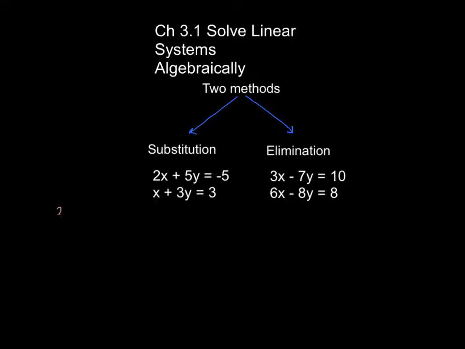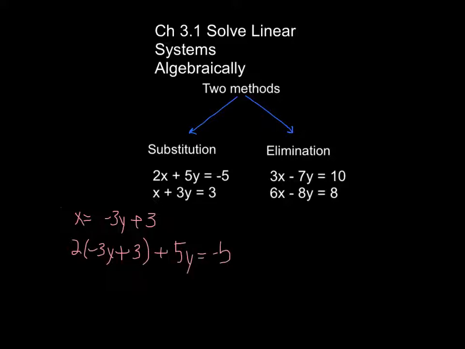So we have x equals negative 3y plus 3. And then we can plug this into the other equation, or substitute it, hence the name substitution. We plug in negative 3y plus 3 for our x, plus 5y. And now you can see that we have only y in our equation, and we're just going to solve for y. If we solve for y, we can plug y into the x equation, or substitute it.